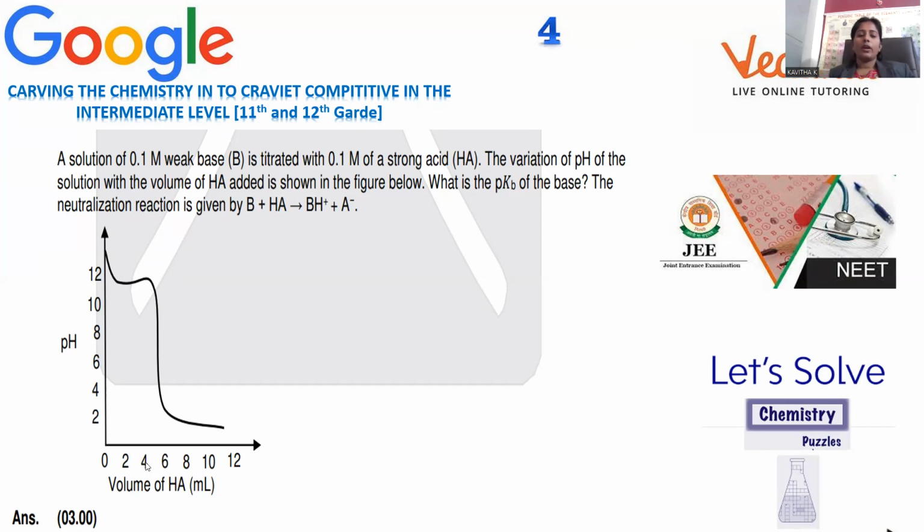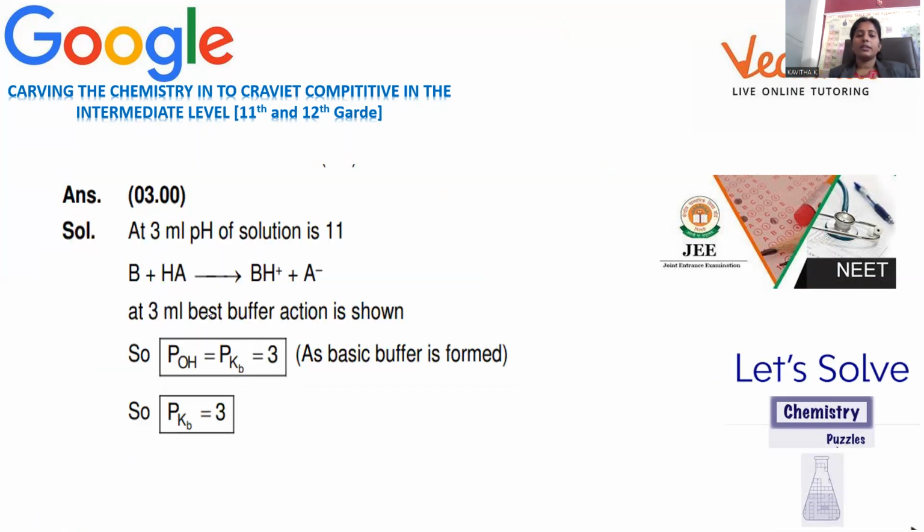So in between 2 and 4, you can find 3. So at this point 3, the pH of the solution is said to be 11 because in between 10 and 12, you can find 11. They are saying the same point. At 3 ml of addition, pH must be 11. Okay, so here the neutralization reaction is known to you, already mentioned in the problem. B plus HA gives rise to BH+ and A-. This is the way H+ is added to the base so that a neutral compound will be generated.